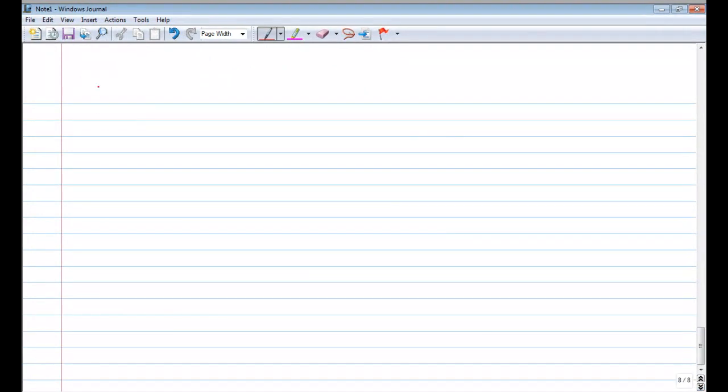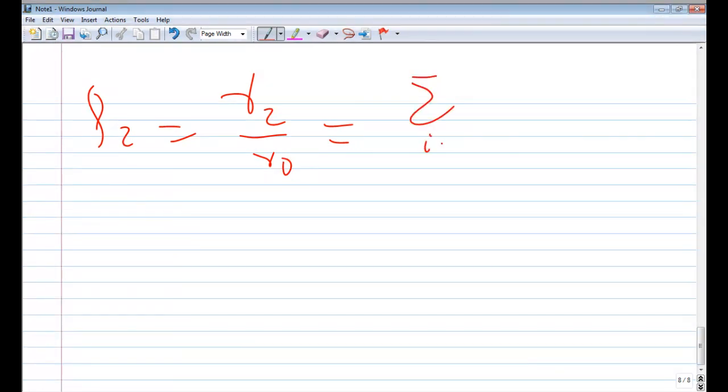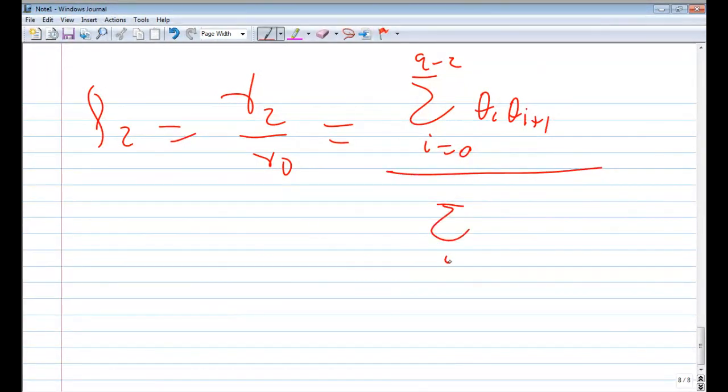Rho 2 is equal to gamma 2 over gamma 0 by definition. And gamma 2 is the same as the summation of theta I plus 1, q minus 2, divided by the summation of theta I squared, q. So that is gamma 2. That is rho 2, sorry.